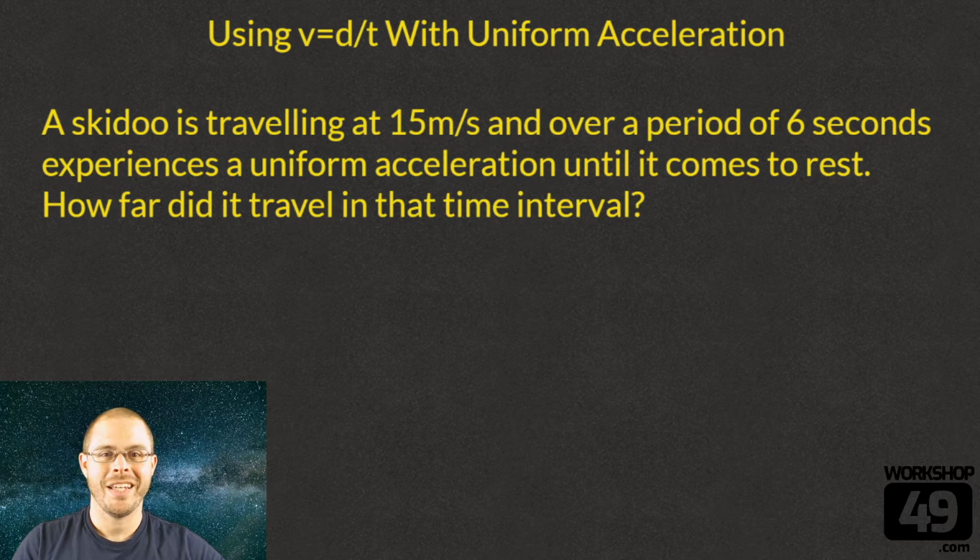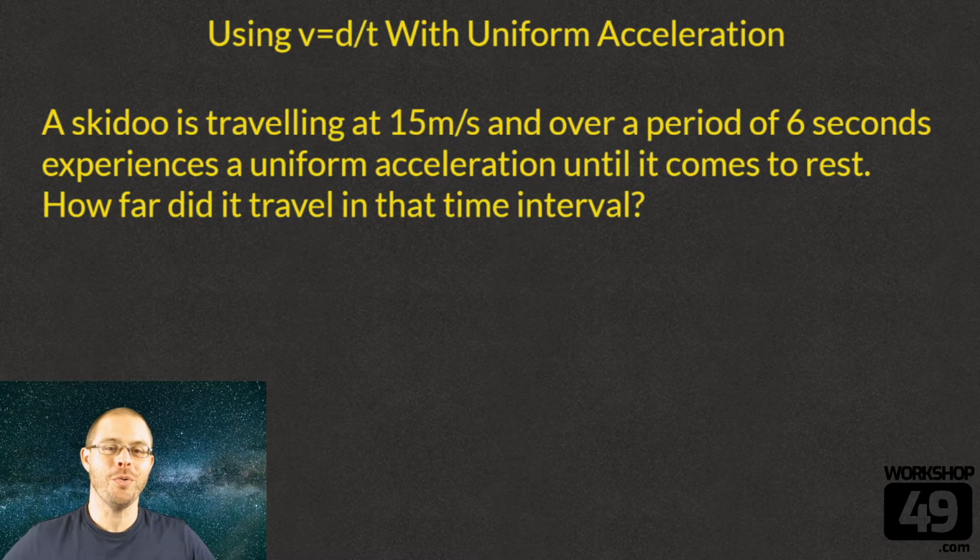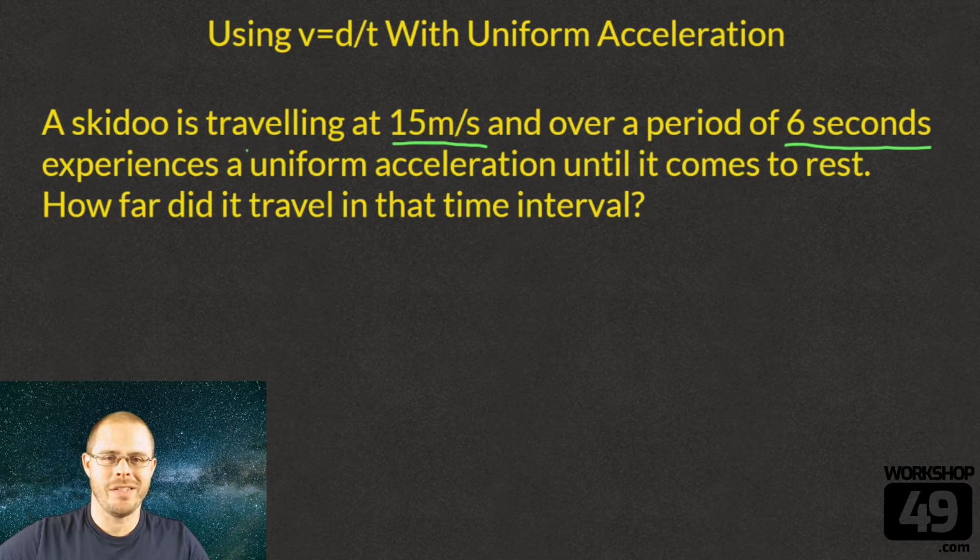Hey everyone! In this video, we are going to be using a beginner kinematic equation, v equals d over t, but we're going to introduce some uniform acceleration. Ha ha ha, you say you can't have acceleration with this equation. Let's find out. So we have a skidoo, and it's traveling 15 meters per second over a period of 6 seconds, and it experiences uniform acceleration.